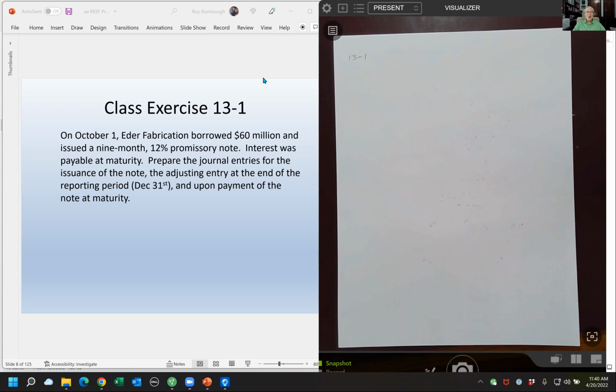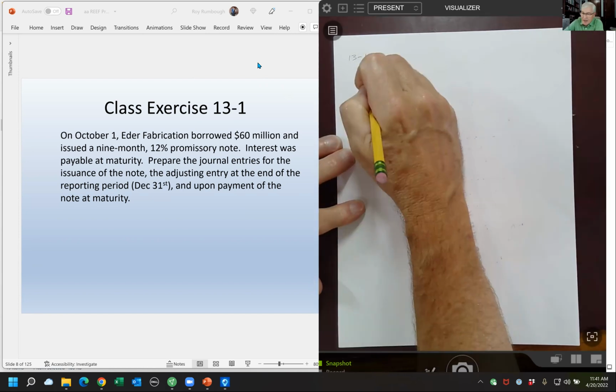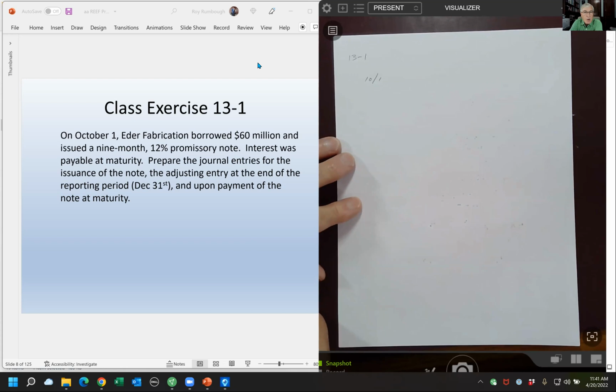Welcome back. I hope you just know how easy this one is. Even I do this kind of problem in my principles class. So on October 1, Elder Fabrication borrowed $60 million with a 12% promissory note for 9 months. So they're going to use this money, $60 million, for 9 months. And at the last day of the 9th month, they have to pay 2 things. They got to pay the $60 million back. That's a lot of money. And they have to pay the 12% interest on that.